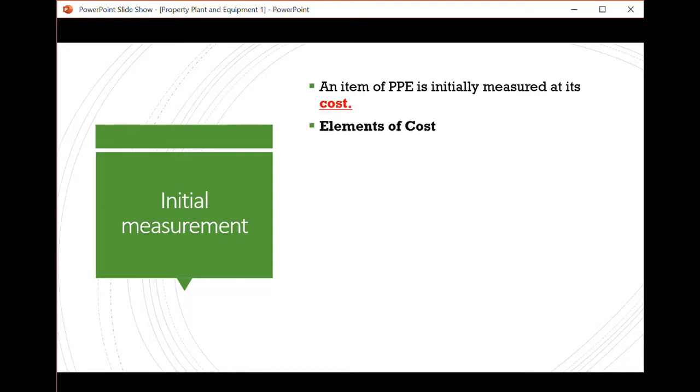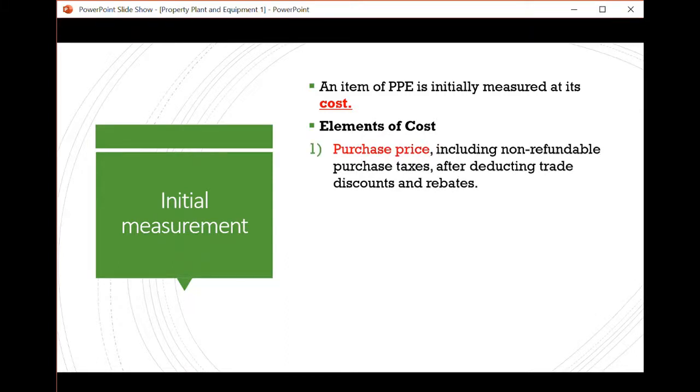And what comprises the cost of the item or the PPE? That would be the purchase price, including the non-refundable purchase taxes after deducting the trade discounts and rebates. So you have to take note that it should be non-refundable, because if it's refundable, it's not part of the purchase price, or it's not part of the cost of the PPE. So that should be non-refundable. And we have the discounts and rebates. So you need to deduct the discount or the rebate regardless if you take the discount or not.